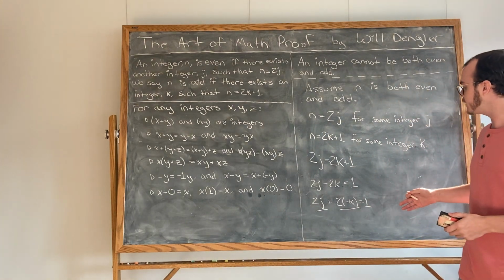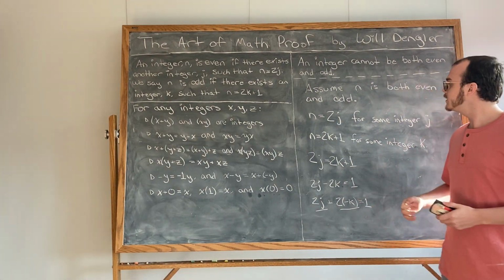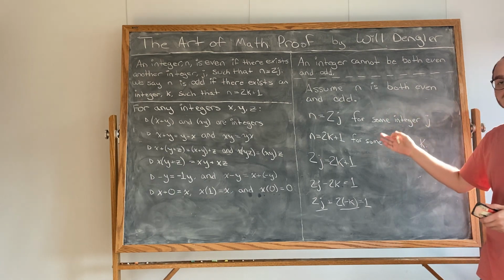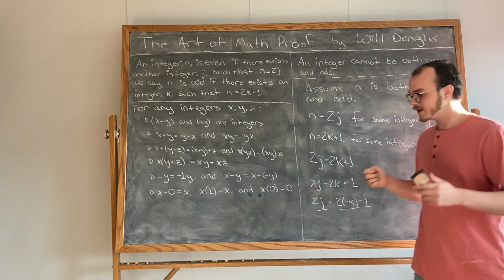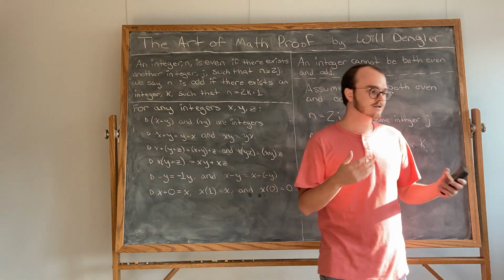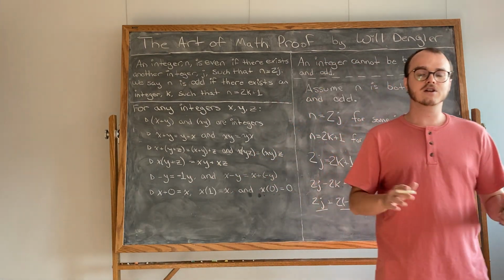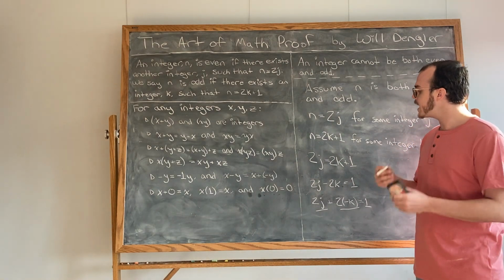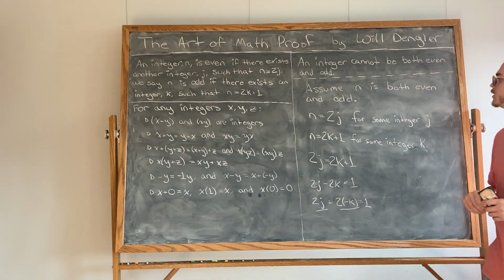We've shown that 1 would have to be even if we had some integer n that was both even and odd. Okay, well, that was pretty fast. You didn't really do much. Well, let's slow down. A lot just happened. Let's look at what we did.